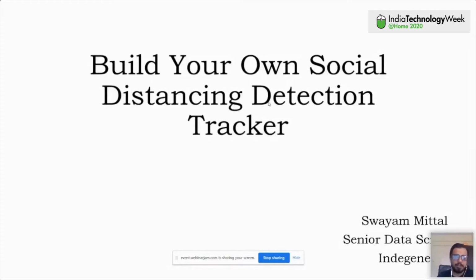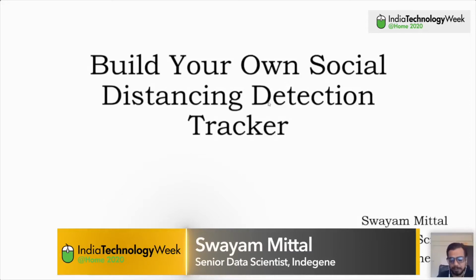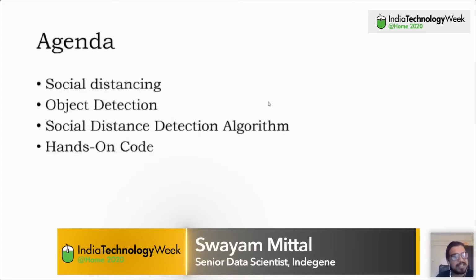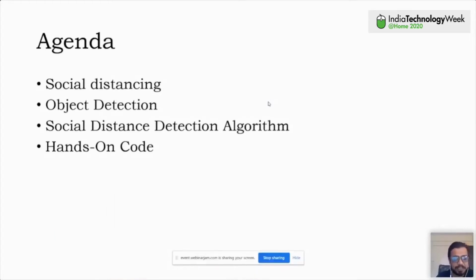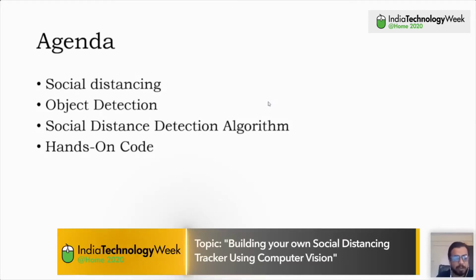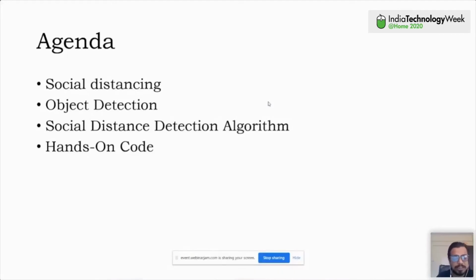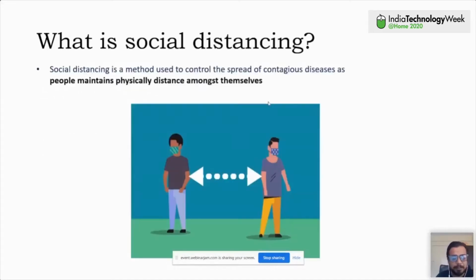In today's session, we'll be learning about how to build our own social distancing tracker. The agenda for today's session is we'll start by talking about what is social distancing. We'll discuss what is object detection. We'll understand what it is, how it works, and what its practical implementations are. Then these concepts will help us understand how the social distancing detection algorithm works. With these concepts, we'll further move into a hands-on session to implement this algorithm ourselves, which we will be doing using our live camera.